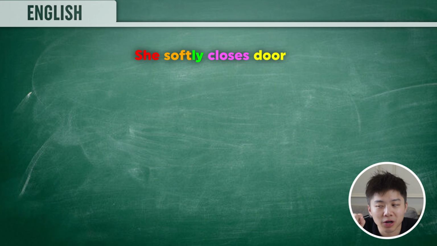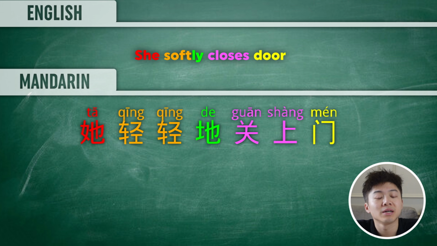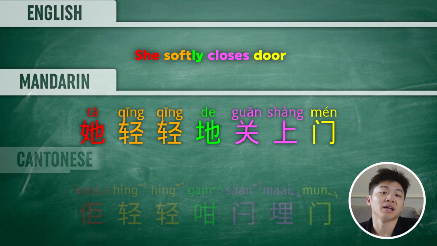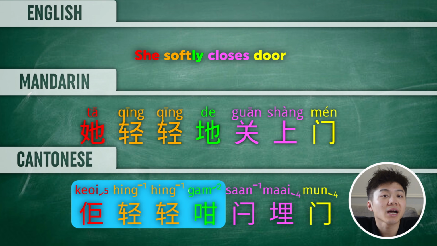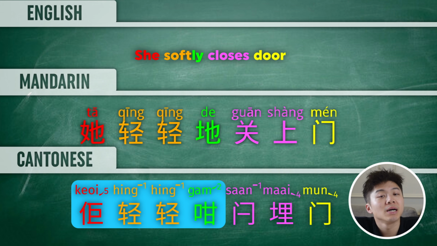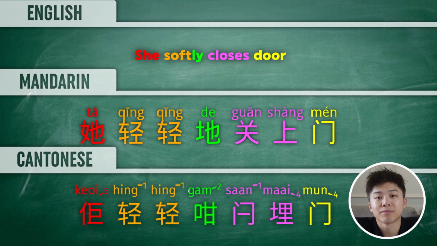So for example, in English, she closed the door softly. So in Mandarin, 她輕輕地關上門. In Cantonese, 佢輕輕咁閂埋門. Using the same logic, 輕輕的 or 輕輕咁 in Cantonese describes the gentle manner in which we close the door, right? And similar to before, we put them after the subject and before the action, right?